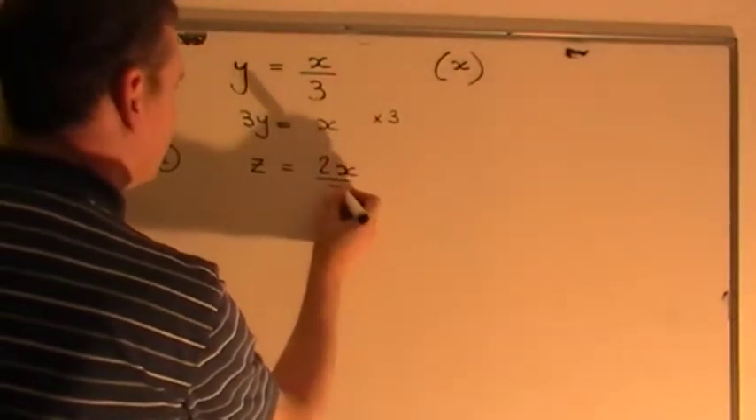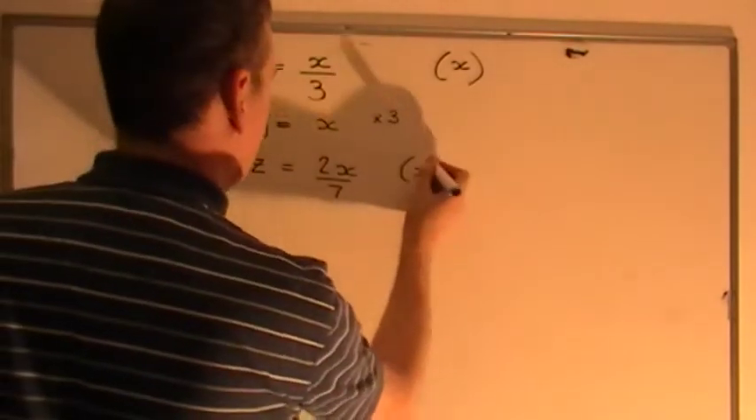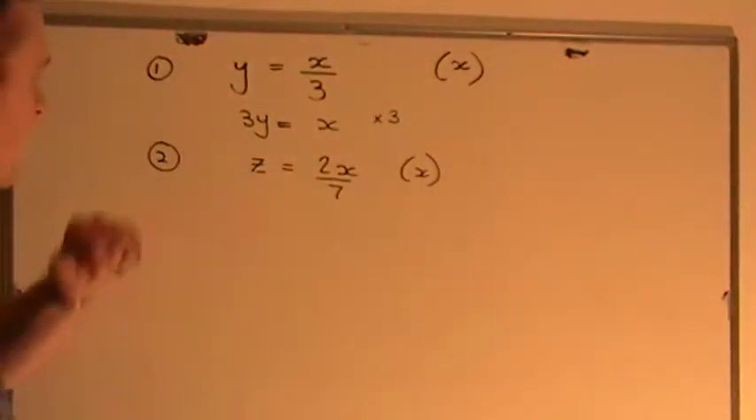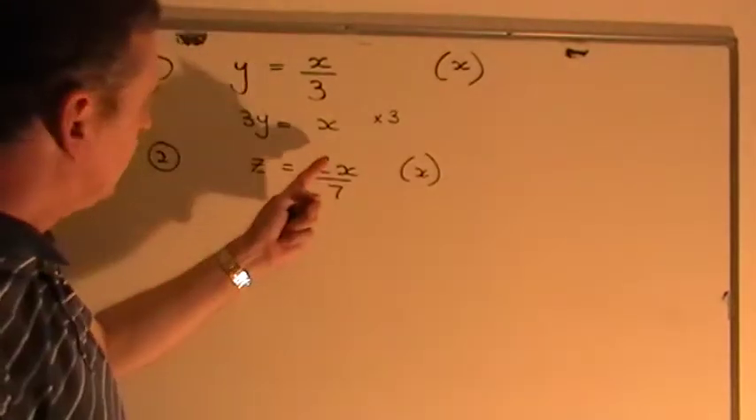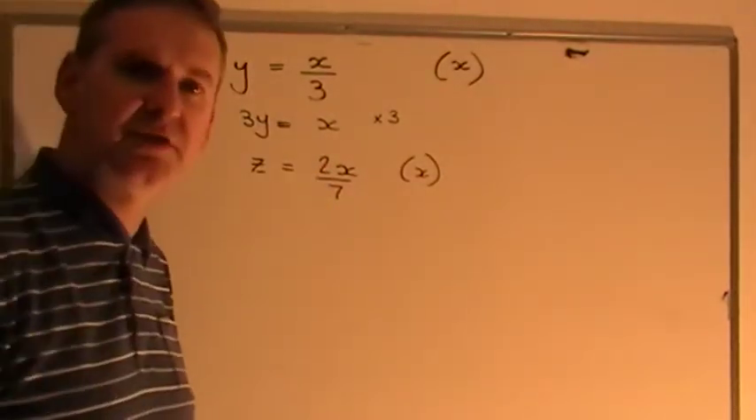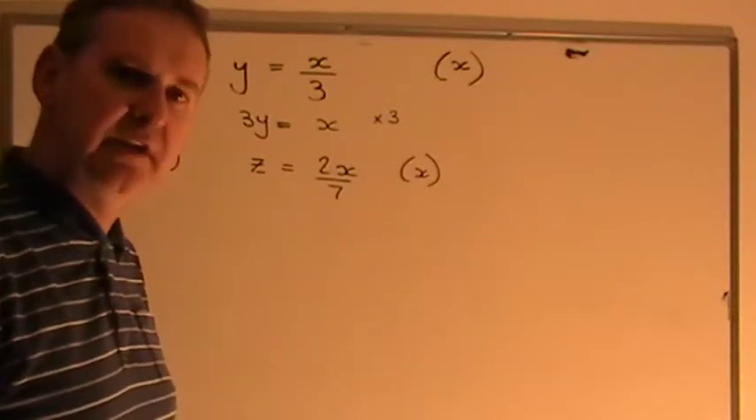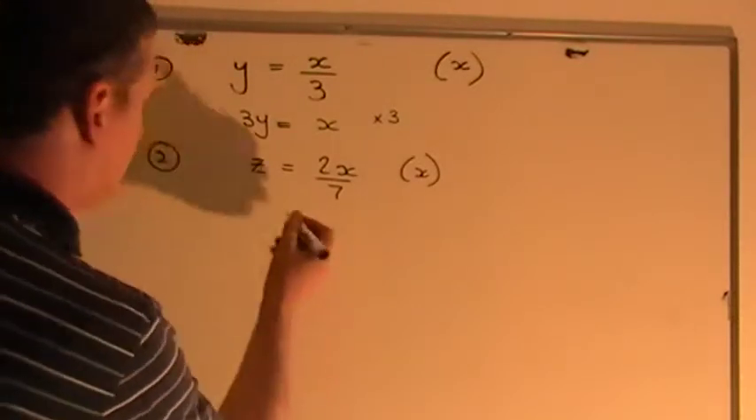Number 2. How about z is equal to 2x over 7, and I want to get x on its own. At the moment z is on its own. I want to get x on its own. Well, you can see I've got to get rid of the 2 and the 7. Do it in 2 stages. I suggest you get rid of the fraction first. So let's get rid of the fraction.